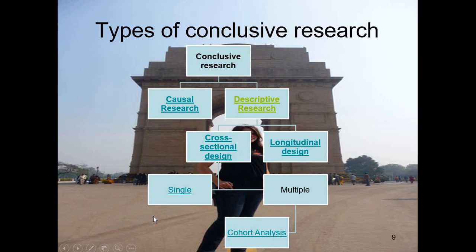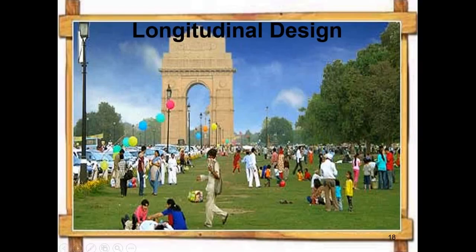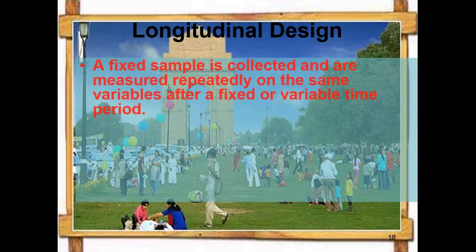Descriptive research design is further divided into two big groups, called cross-sectional design and longitudinal design. So let us first look at longitudinal design. This obviously comes under descriptive research design. In longitudinal design, a fixed sample is collected and measured repeatedly on the same variables after a fixed or a variable time period. That means either the time period may be fixed or it may vary. After the time period, the same group of individuals are studied again, and then after a time period studied again. That means the same group of subjects or individuals are there.